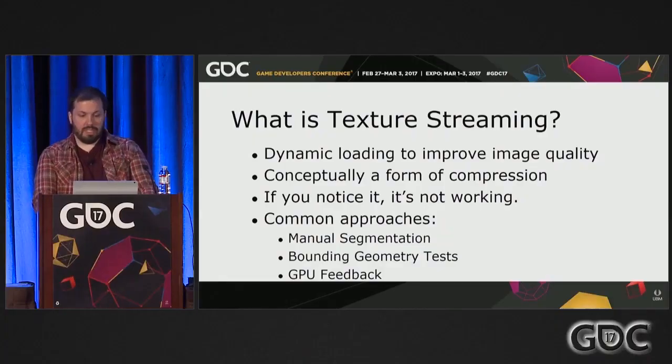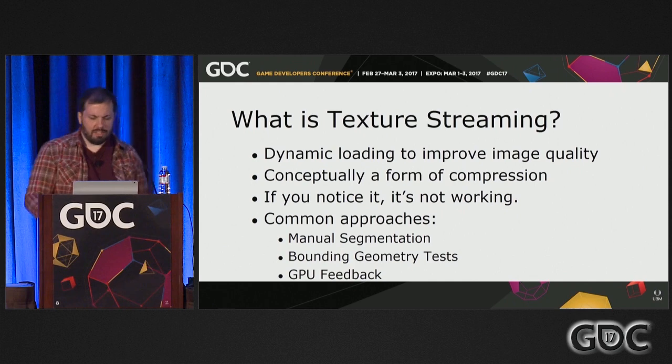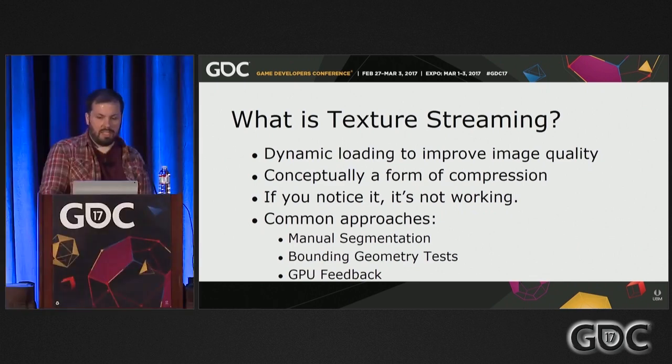So, what is texture streaming? Broadly speaking, texture streaming is dynamically loading and unloading texture data as necessary to render. What you're trying to do is get the most use out of a fixed amount of memory on your GPU, or shared memory. So it is a form of compression, and like most compression, if you notice that it's happening, it's not really working. So a lot of games have texture streaming in some capacity, but you don't see it, so you don't even realize it. It's pretty pervasive.